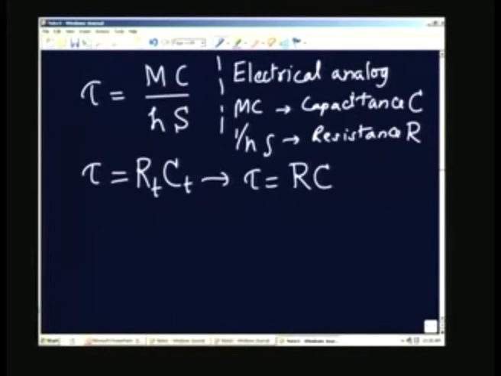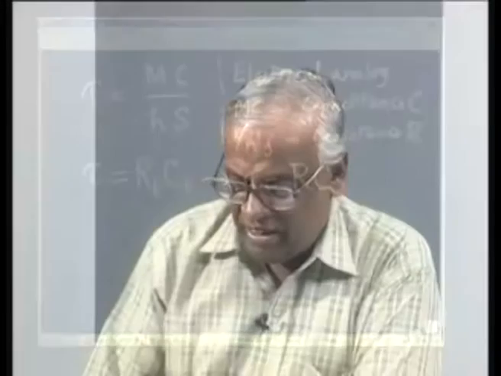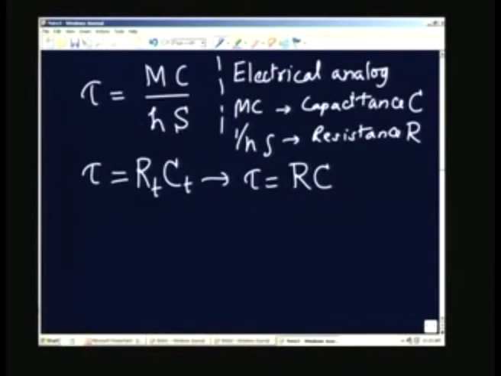Number 2, the time constant is dependent directly on the mass specific heat product. So, the larger the mass or the larger the specific heat, the larger the time constant, and the larger the resistance, that means the smaller the value of the heat transfer coefficient surface area product hS, the larger the time constant. And in fact, I can rewrite this mc by hS slightly differently. m is also equal to rho times the volume of the sensor, where rho is the density and V is the volume.